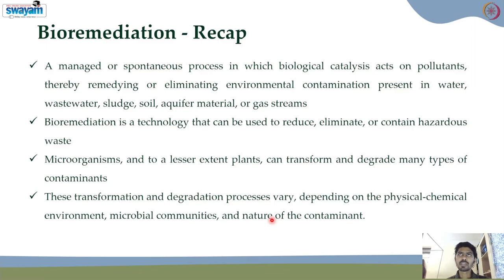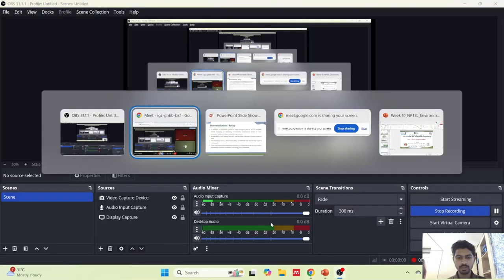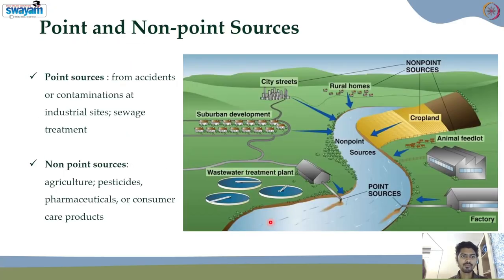It can be antibiotics in the case of pharmaceutical pollutants, dyes in the case of textile pollutants, and pesticides in the case of the agricultural sector. So depending upon the nature of the contaminant, the microbial community, and the physical and chemical environment, the transformation and degradation in bioremediation changes from site to site. So this is the broad recap of bioremediation. Now we will move slowly to the concepts of point source and non-point source.